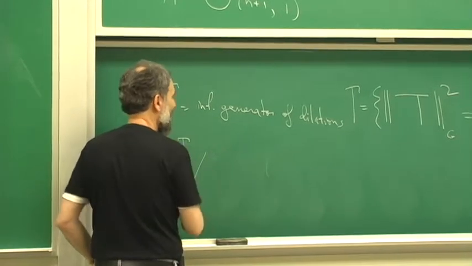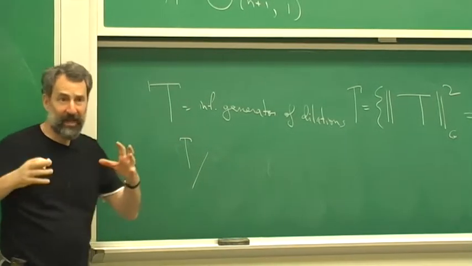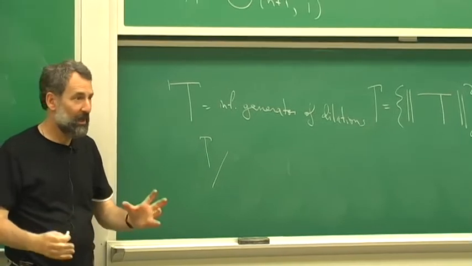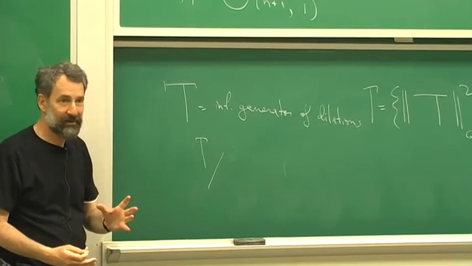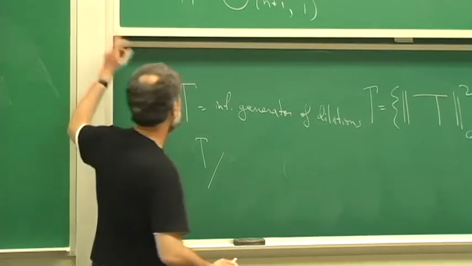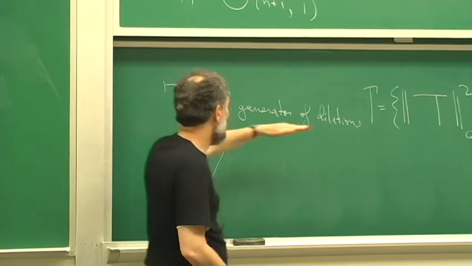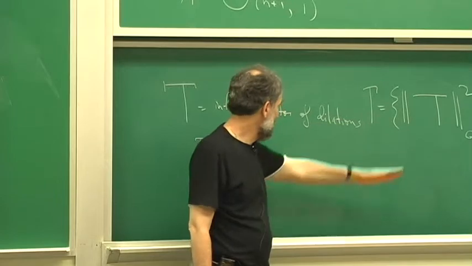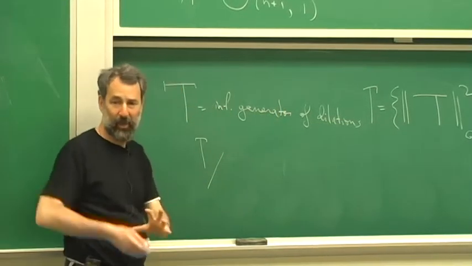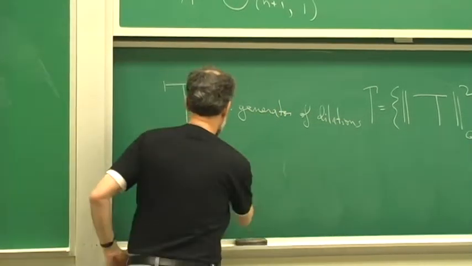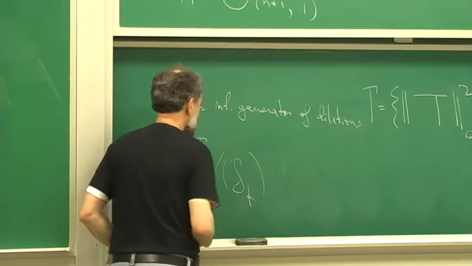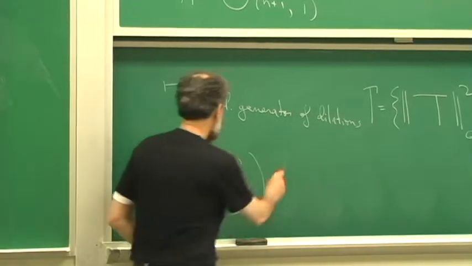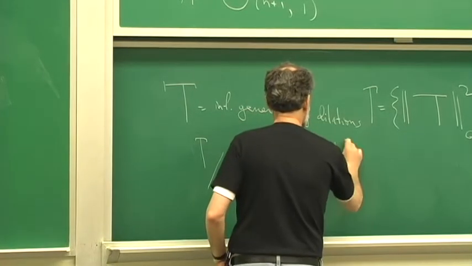You can think of this gamma as being a line bundle over something of dimension n. We started in dimension n plus 2. We passed to gamma, which has dimension n plus 1. And we mod it out by one parameter group. And so that's of dimension n. And so this is some manifold M of dimension n.